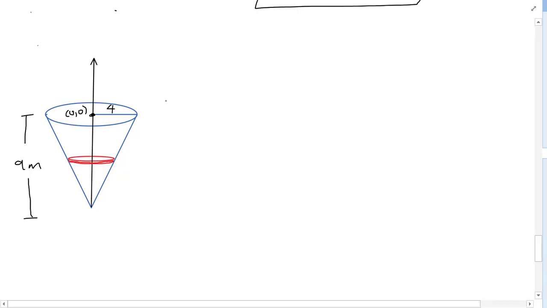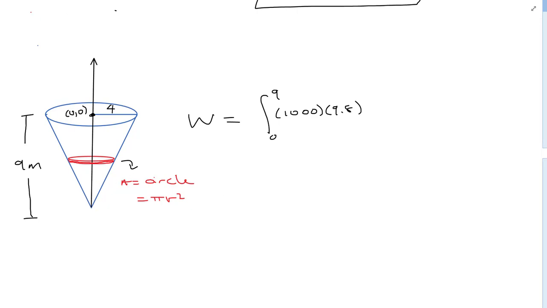And so the work, I am still going to have the integral, the tank is still full, so from 0 to 9, the density is still 1,000, the gravity is still 9.8. The area of the cross section, so we still have a circle, right? So the area here is still a circle, so the area is pi r squared. So now does that change? Let's look at our similar triangles and see how that changes now that the 0, 0 is at the top.